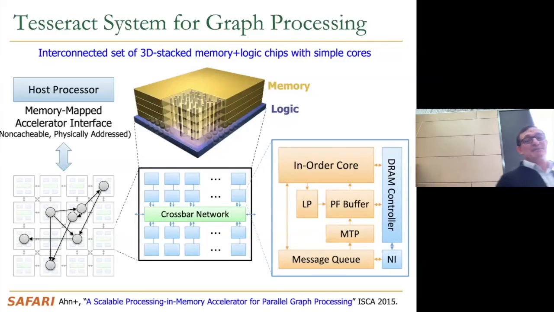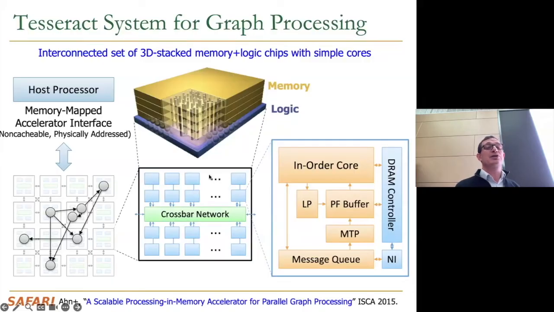But the basic idea is to take these 3D stacked memory plus logic chips and put them together as an accelerator that can accelerate an important application. At the time, the application for us was graph processing. But I think this is also applicable to machine learning, large language models, et cetera. And people are actually doing work in that area right now. The basic idea is in the logic layer, you can put processing capability. In this work, we put parallel processing capability in in-order cores.